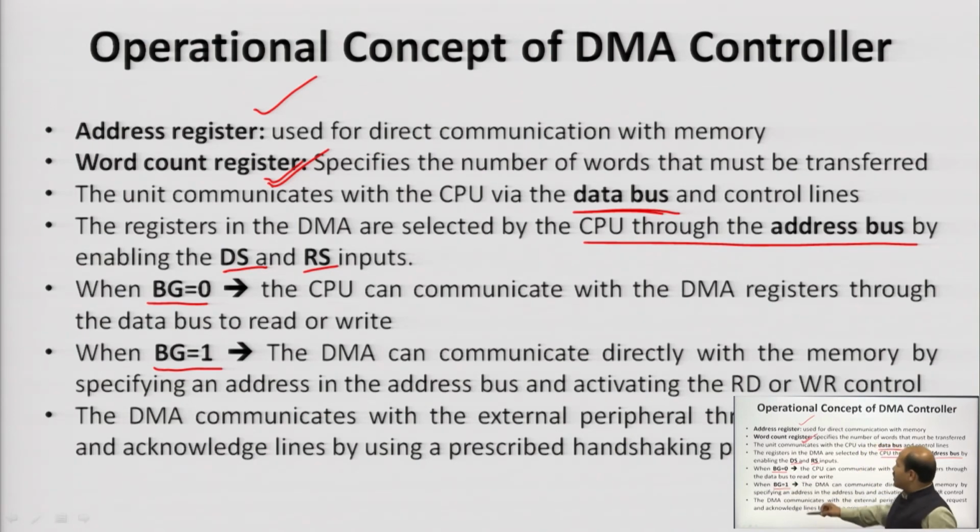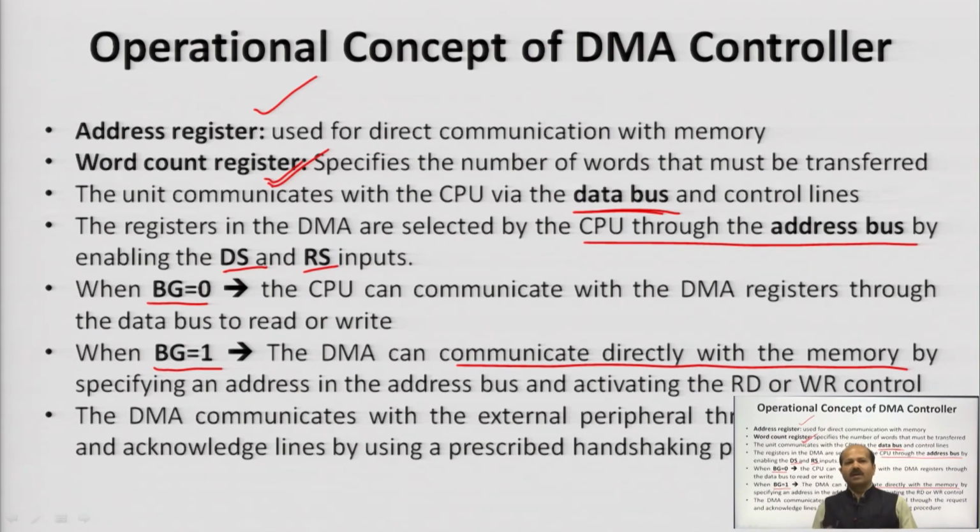So, this is very important. We need to understand what will happen when BG equals 0, and what it means when BG equals 1. When this signal is issued, meaning it is high, BG equals 1 means the buses are in high impedance, and the DMA can communicate directly with the memory by specifying the address in the address bus and activating the read or write control.